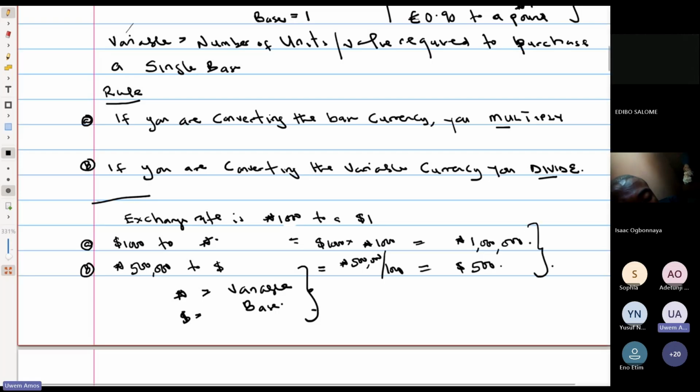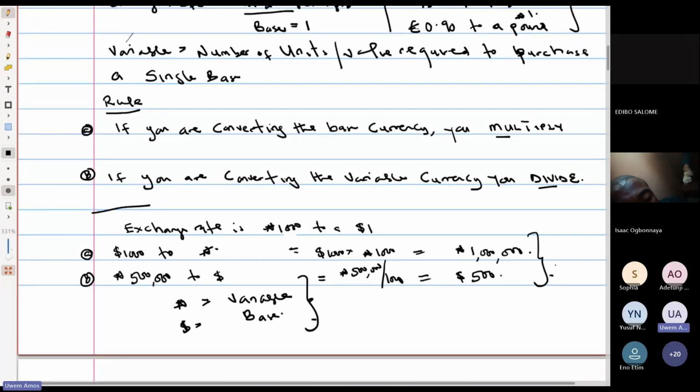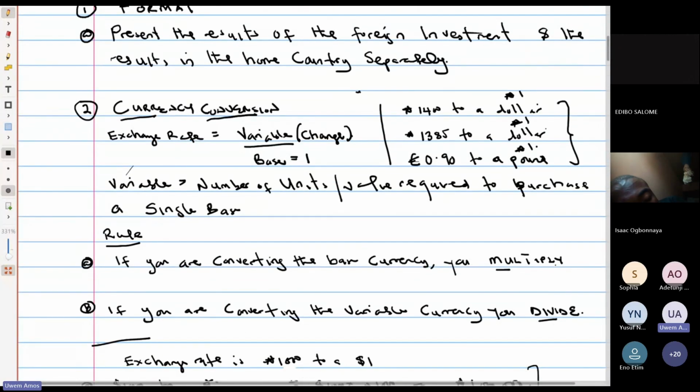$500. Guys, you must never get it wrong in currency conversion. It's as easy as that. Don't overthink it. Okay, so that's the principle we should understand around currency conversion.